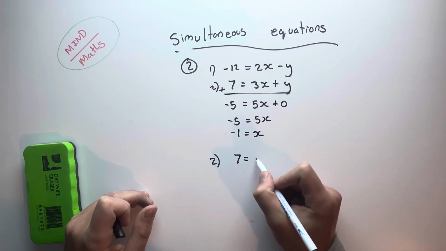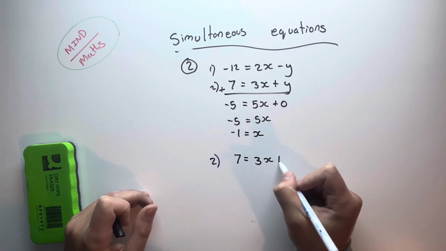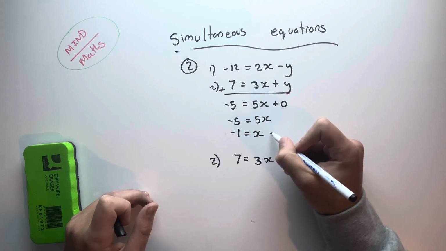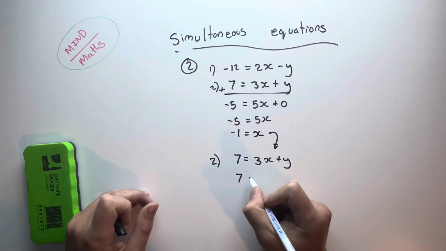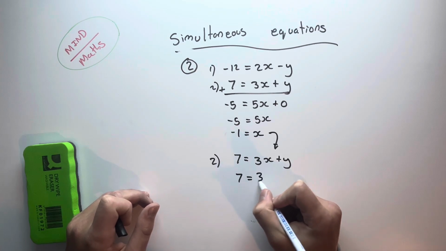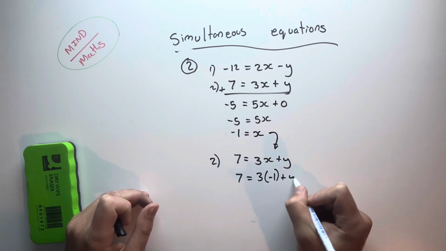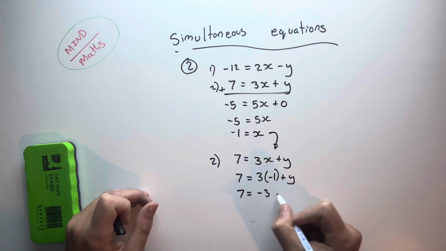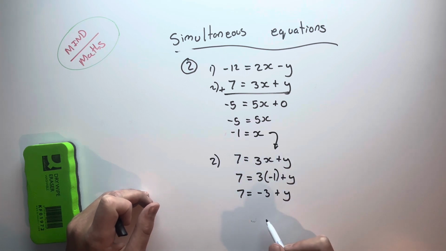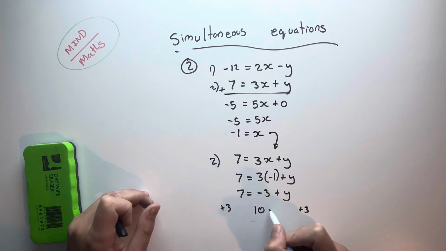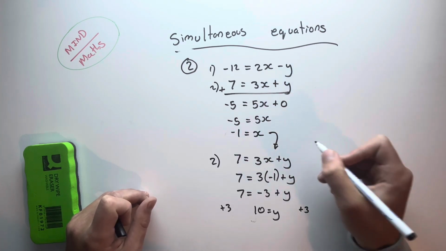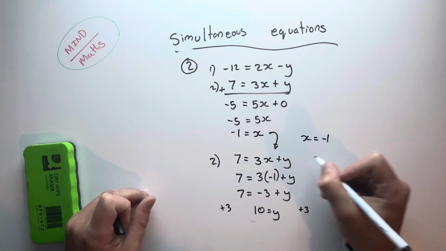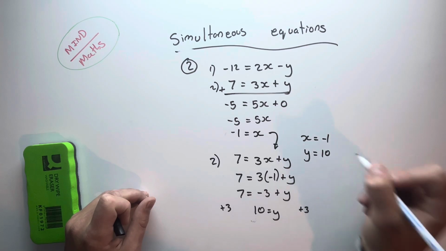7 is equal to 3x plus y, which, remember, when we substitute in, x is equal to minus 1, so we just pop it into there. So 7 is equal to 3 times minus 1 plus y, which is 7 is equal to minus 3 plus y. Which then, when you add 3 to both sides, you get 10 is equal to y. So for this simultaneous equation, we have x is equal to minus 1 and y is equal to 10.